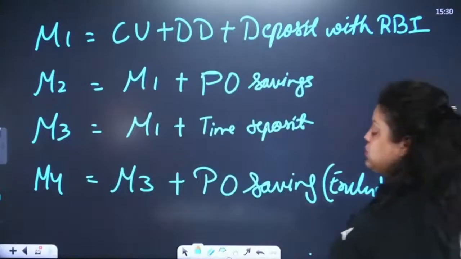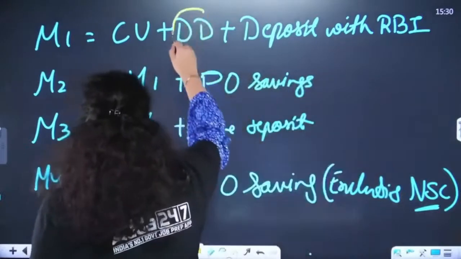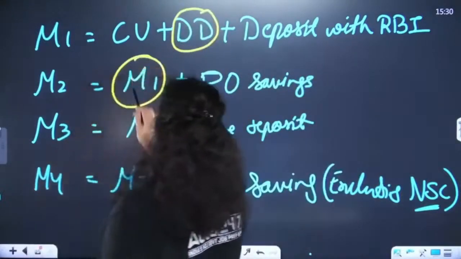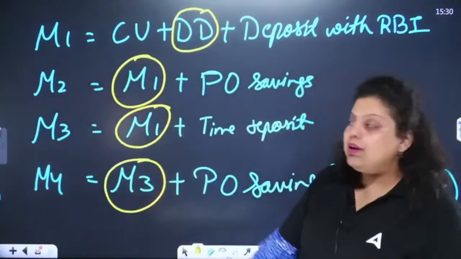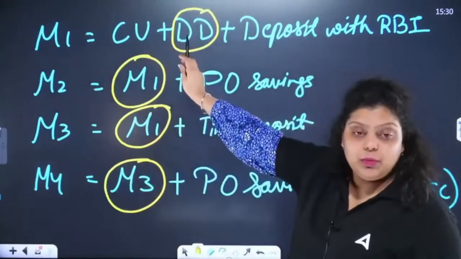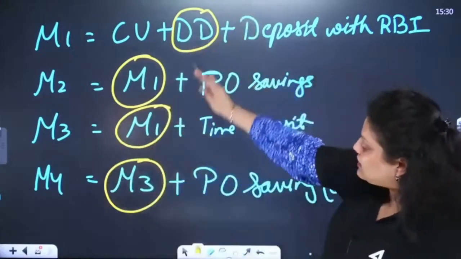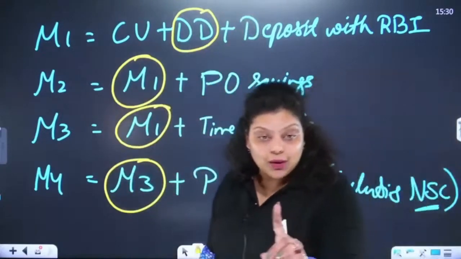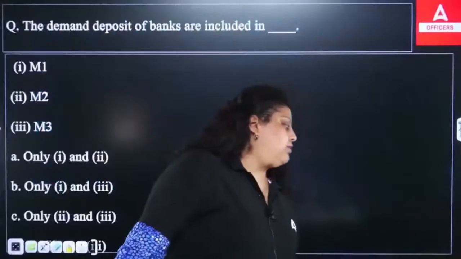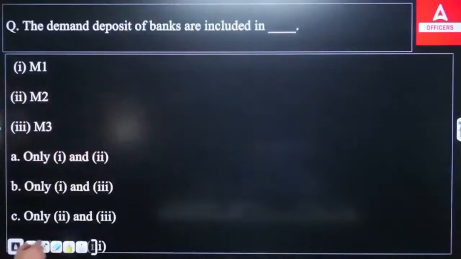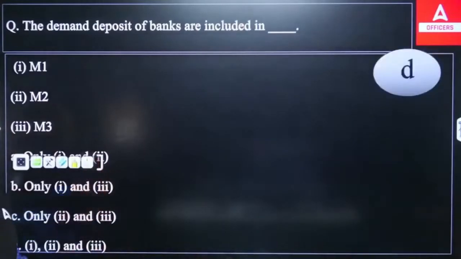So here the question was asking which of the following includes the demand deposit. M1 includes demand deposit, M2 includes demand deposit, M3 includes demand deposit, and M4 includes demand deposit. Because M2 has M1, M3 has M1, and M4 has M3, all these measures of money will include the demand deposits of the bank. It means the right answer here will be all. M1, M2, M3 all will have the demand deposit. So the right answer will be option D.